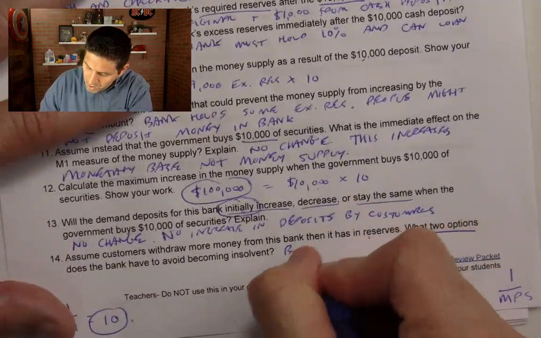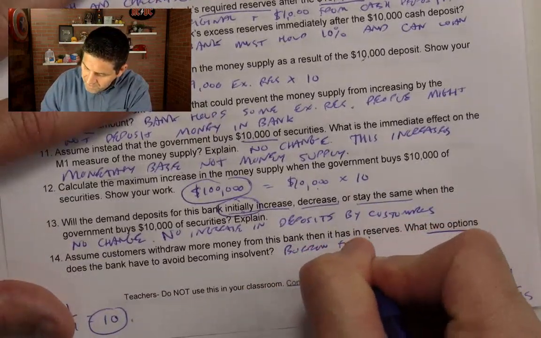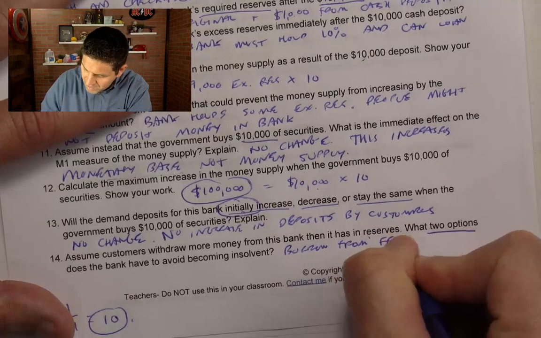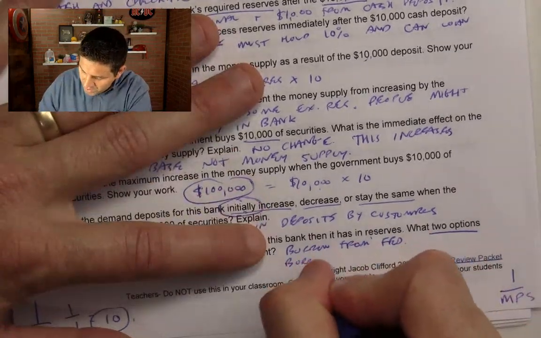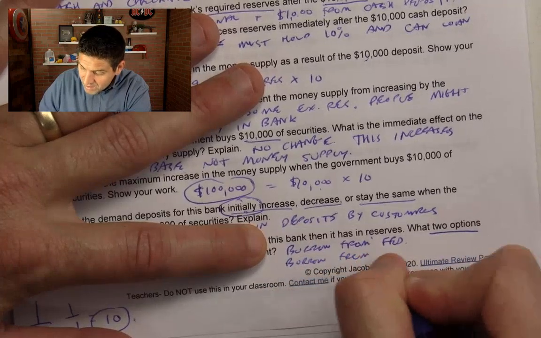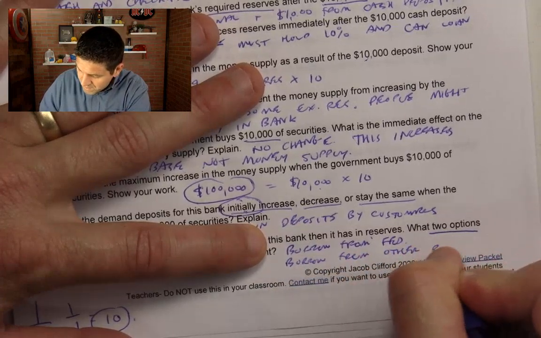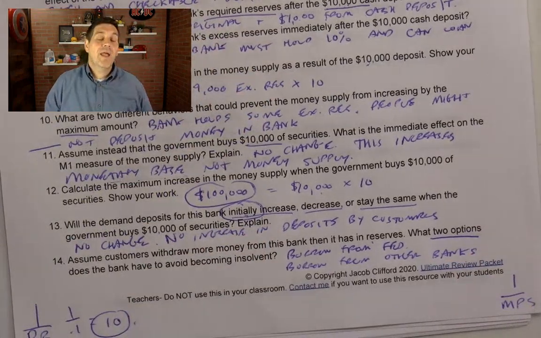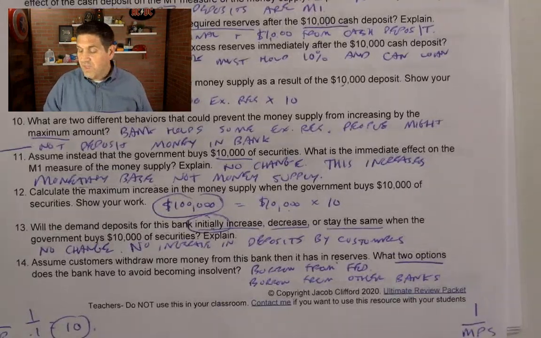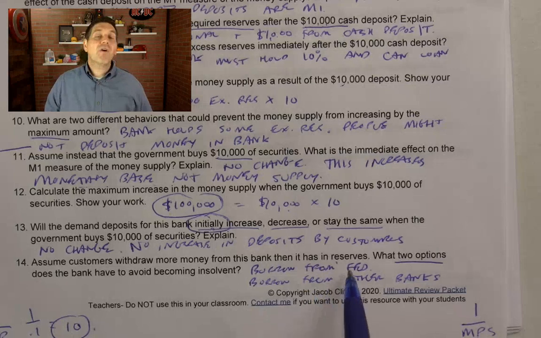They can borrow from the Fed or the central bank. So they can borrow from the Fed, the lender of last resort, or they can borrow from other banks. And that's going to lead us to the next concept we're going to talk about, the discount rate and the federal funds rate. So they can borrow from the Fed.